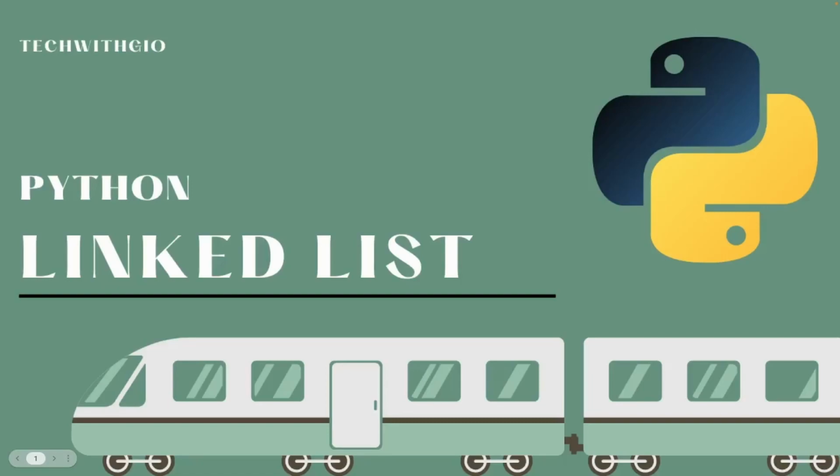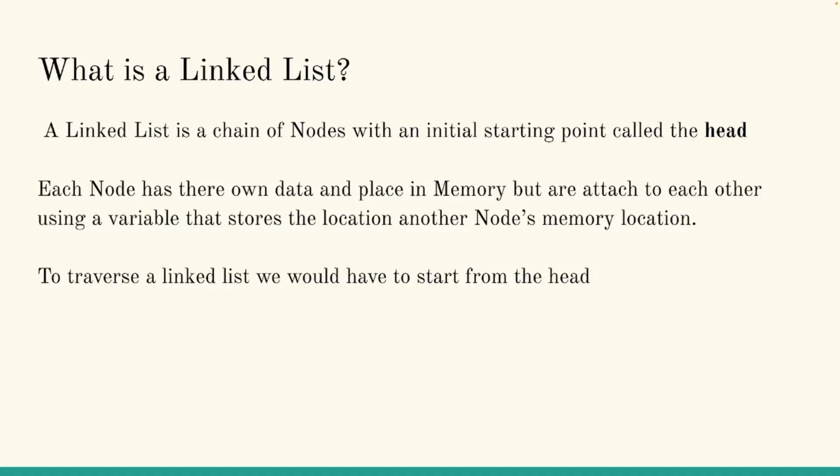Alright, so let's go over Python linked list. Take a look at this little image of a train. It's going to come in handy in about 20 seconds. Let's get started. What is a linked list? A linked list is a chain of nodes with an initial starting point called the head. Each node has their own data and place in memory, but are attached to each other using a variable that stores the location of the next node's memory location.